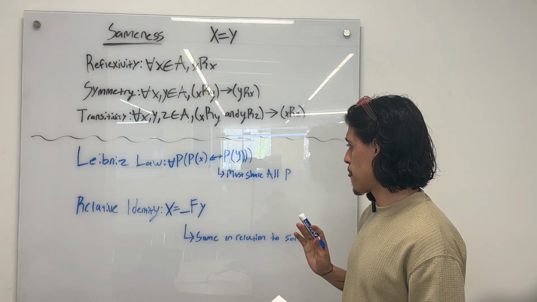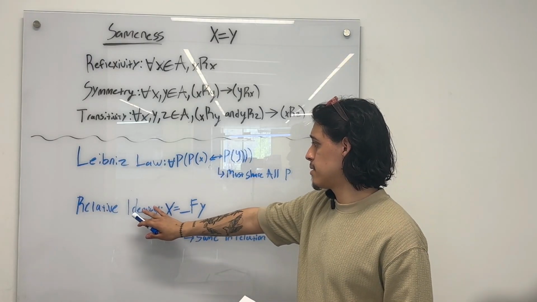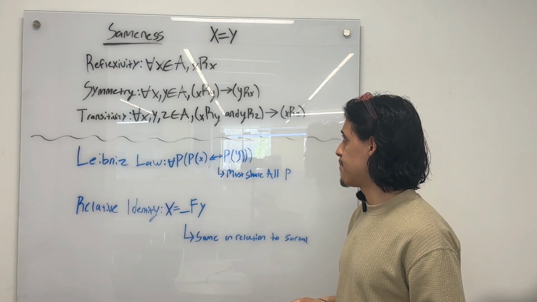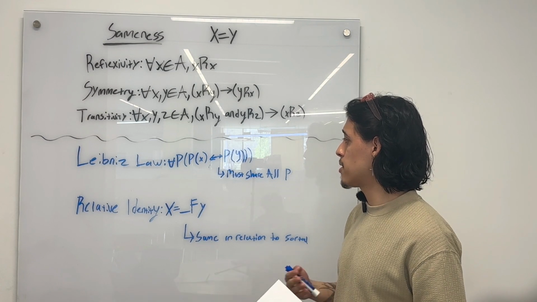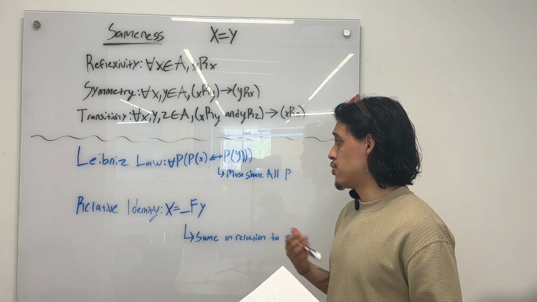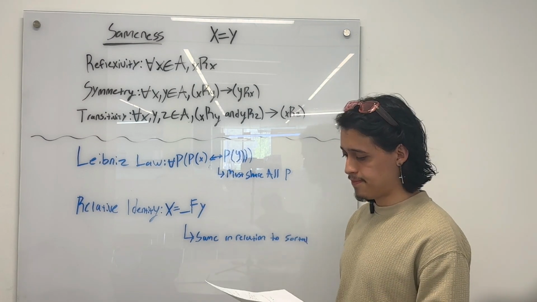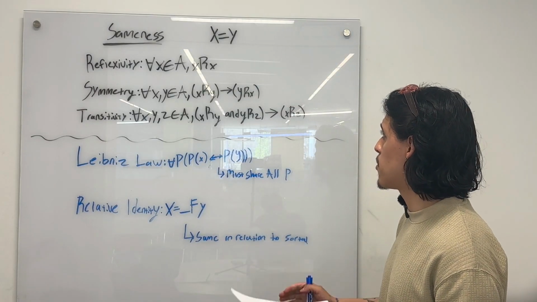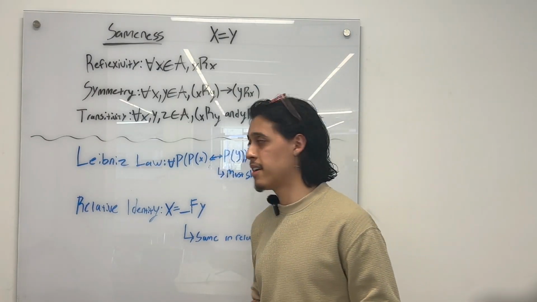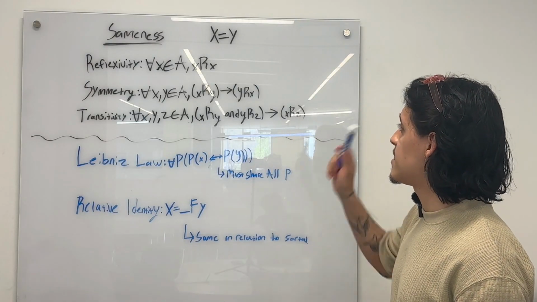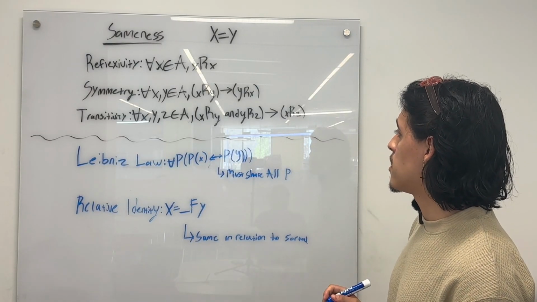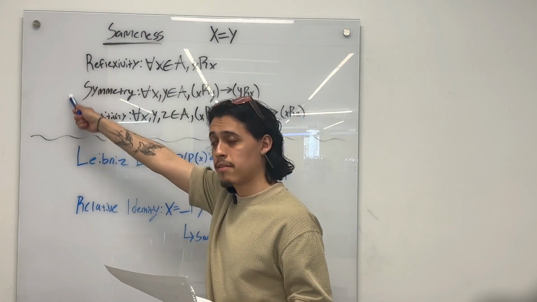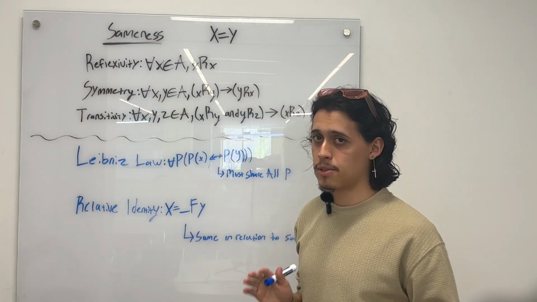And so you can think of this as making a weaker assertion than Leibniz's law. And so it's important to understand, again, that a sameness relation is just these three. That's the only thing that's entailed when we're talking about sameness relations.